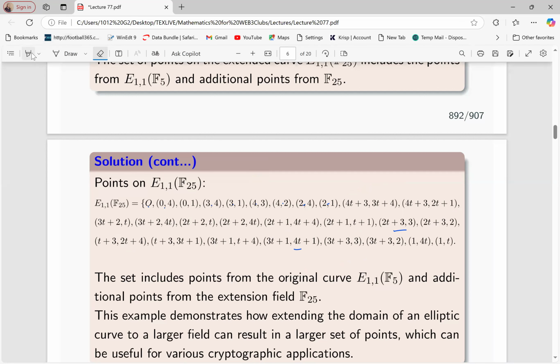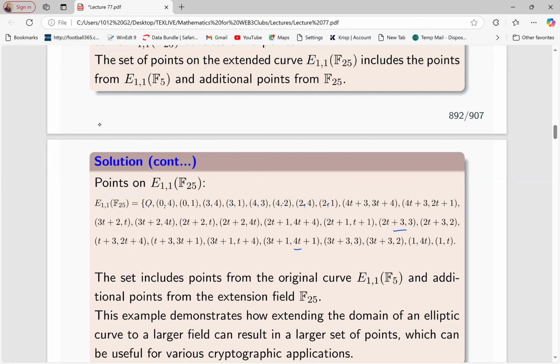Now let's show that they're on the elliptic curve. Our elliptic curve is y squared is x cubed plus x plus 1, and our new mod is now 25. Of course, it's easy to show that these other points are on the elliptic curve. This one is easy. So the ones I want to show are the ones in the polynomial form. And for this one, it's very easy.